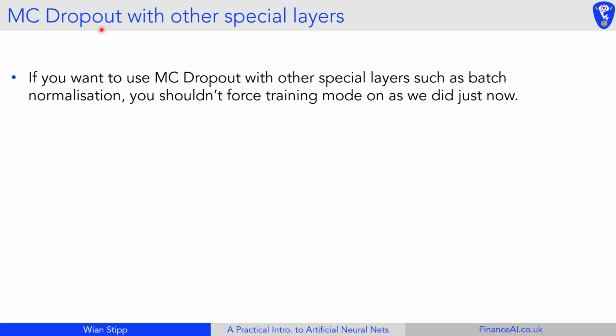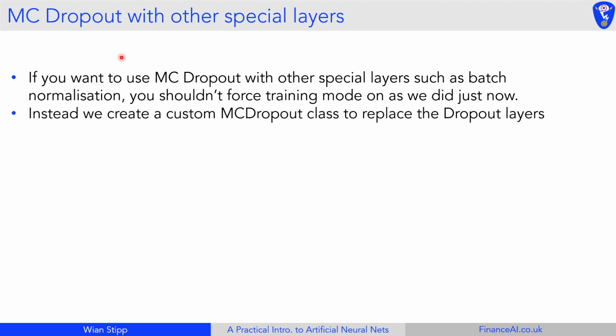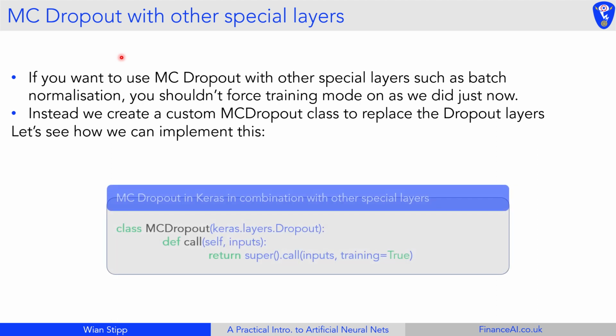If you want to use Monte Carlo dropout in conjunction with other special layers such as batch normalization, you shouldn't force training mode on as we did just now. Instead, we need to create this custom Monte Carlo dropout class to replace the dropout layers. Let's see how we can implement this.